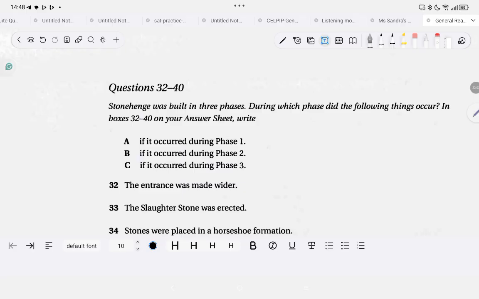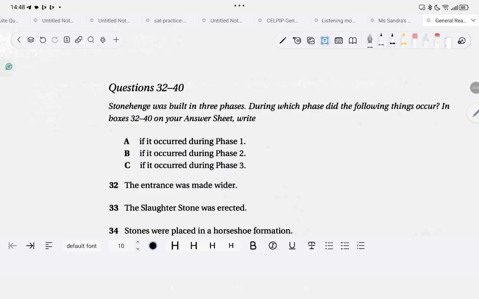So all I have to do is look at each question and scan each phase. If I had skimmed at the beginning, this would have been easier because I would have already known what each phase contains. But because I have time, I can just as well skip the skimming. Well, I don't recommend that for you.